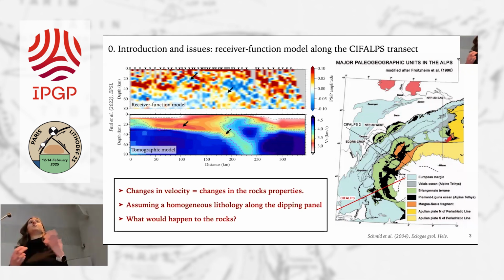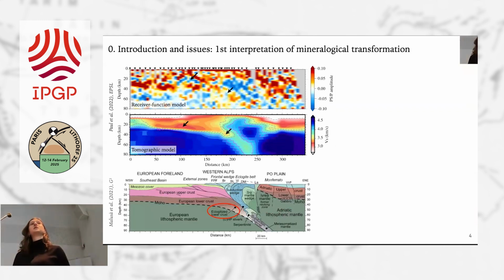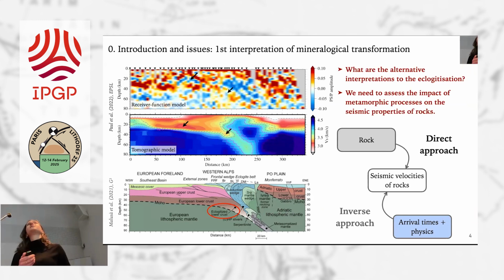And if we consider a homogeneous lithology along this plunging panel, what happened to these rocks here? The eclogitization of the lower crust has been suggested, but this transformation is expected at greater depth and does not explain this lateral change that we can see here. And in fact, it's the only metamorphic transformation from which seismic properties are not affected, or more or less. So if we want to provide an alternative interpretation to eclogitization, what we need is to assess the effect of metamorphic processes on the seismic properties of the rocks.